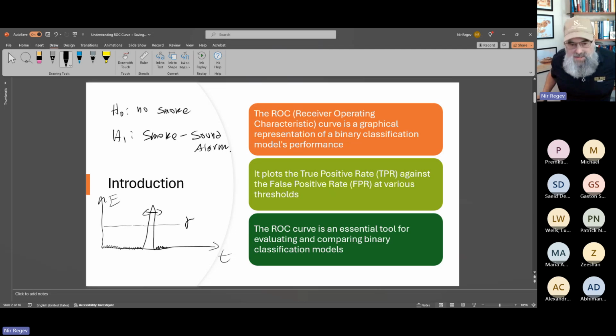Okay, so this is how we build classification models or detectors. And it doesn't matter if it's a machine learning algorithm or this kind of energy detection thresholding. The concept is the same. We seek a threshold and we report what we think to be a true positive if it passes the threshold, and none otherwise.